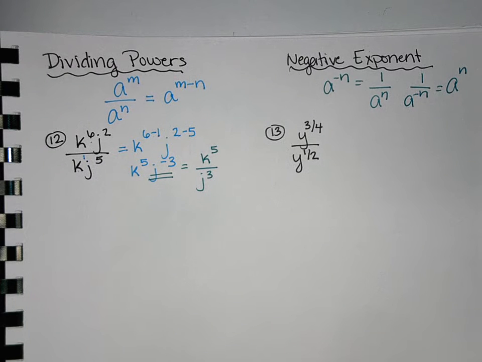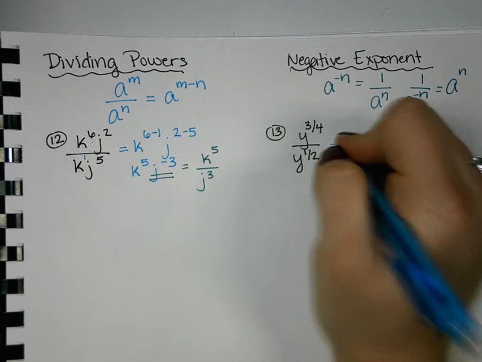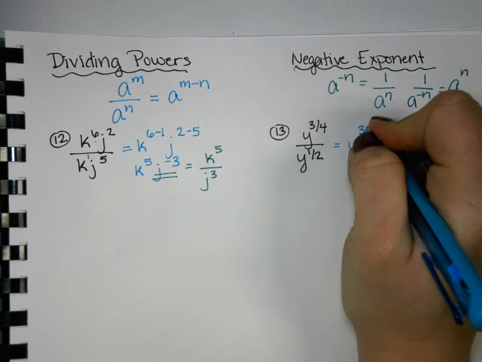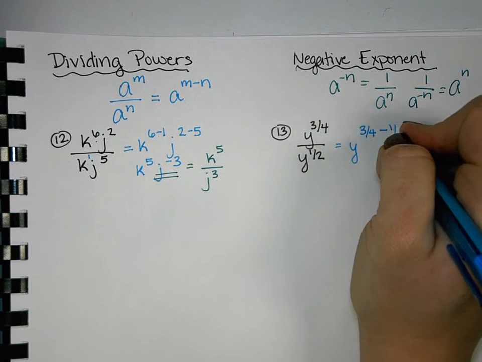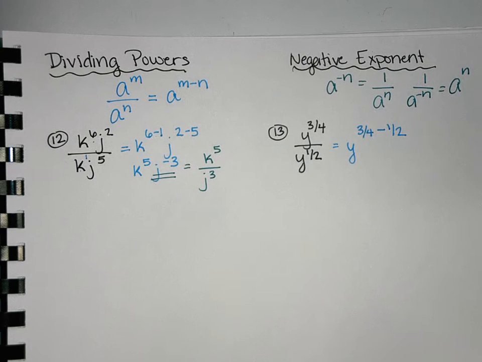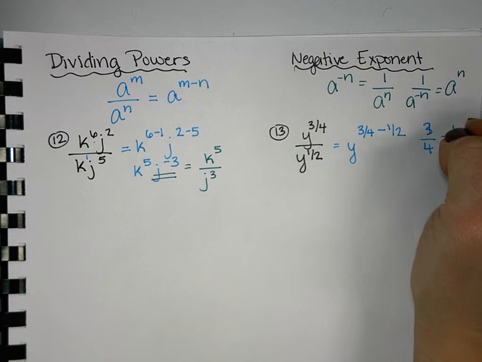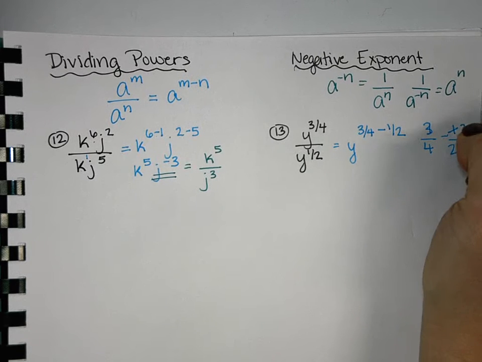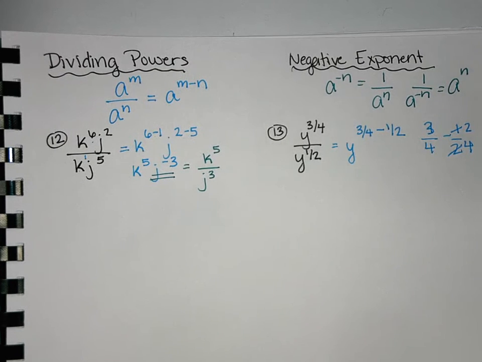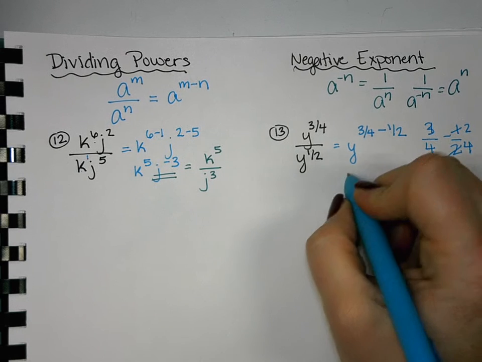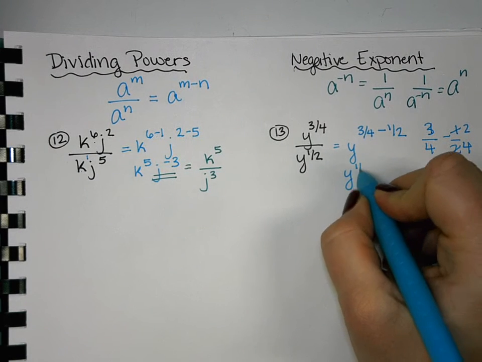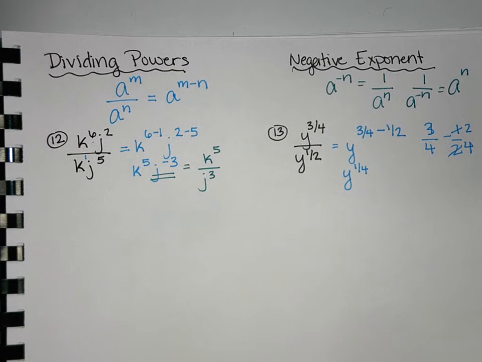Okay, so what about this next one? How do we combine the exponents? We're going to take the top exponent and subtract the bottom. So again, if you need to go over to the side to do your fractions, 3 over 4 minus 1 over 2, get a common denominator. You get 3/4 minus 2/4, which will give us y to the 1/4 as our answer.